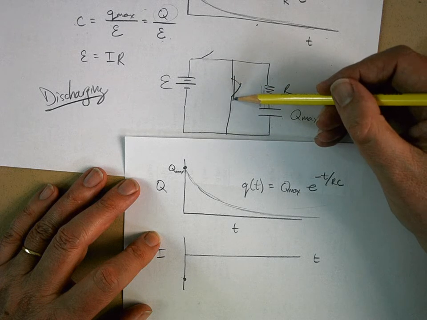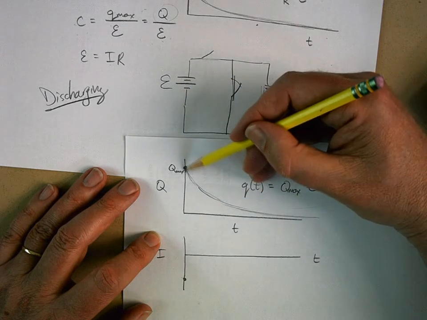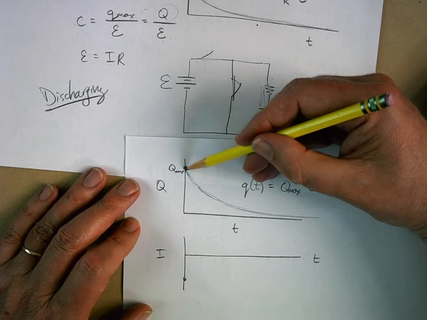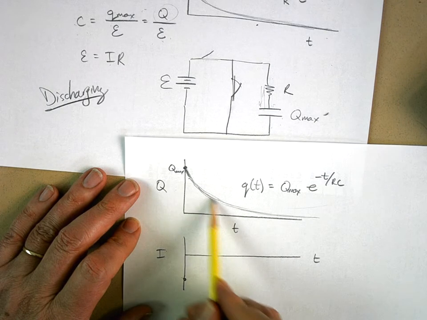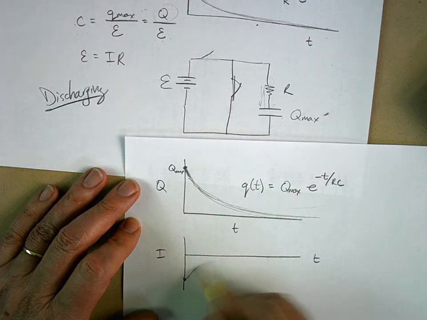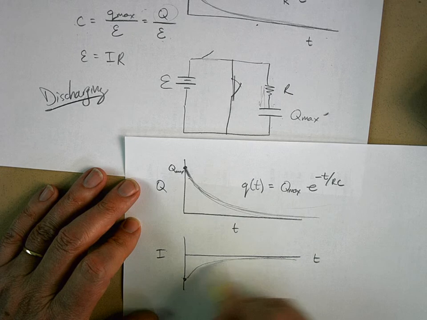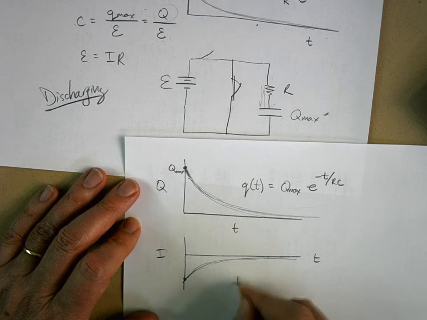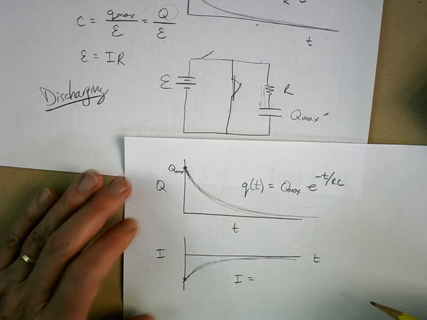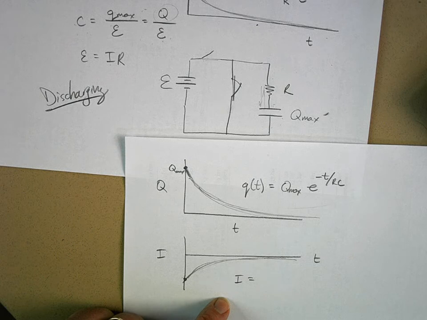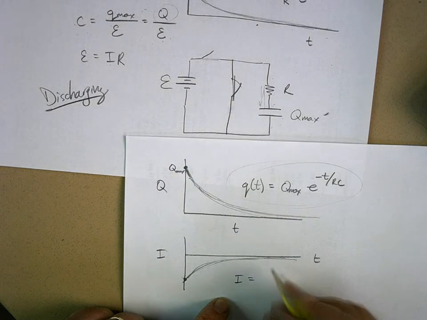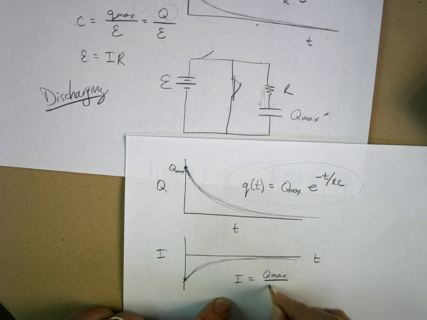And look right here. See the slope? The current is the slope of charge. It's a negative slope, isn't it? Maximum negative slope. But then that negative slope becomes less and less. So basically you get this. But then you just have to figure out, well, what is this? The maximum current, well, take the derivative of this. When you do, you get Q max over RC, and it's negative. Use the chain rule there. It's e to the negative t over RC.